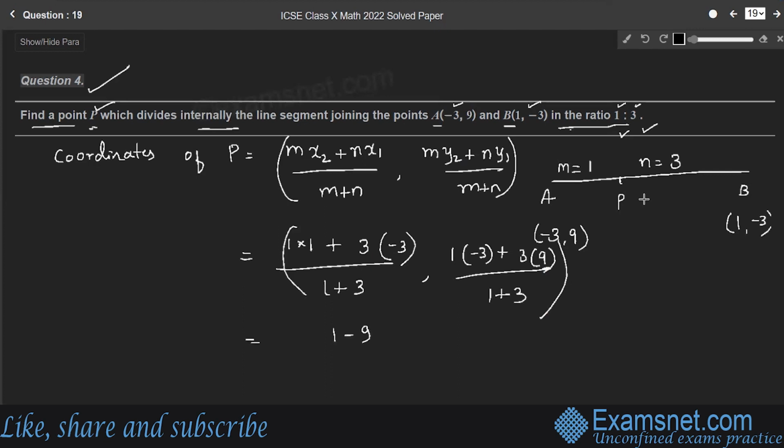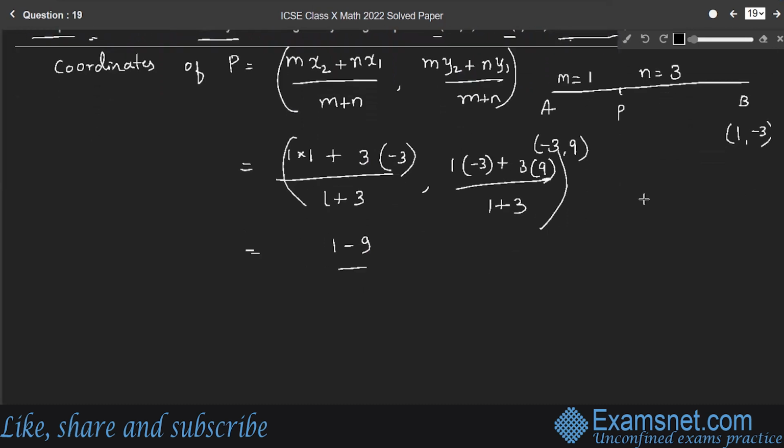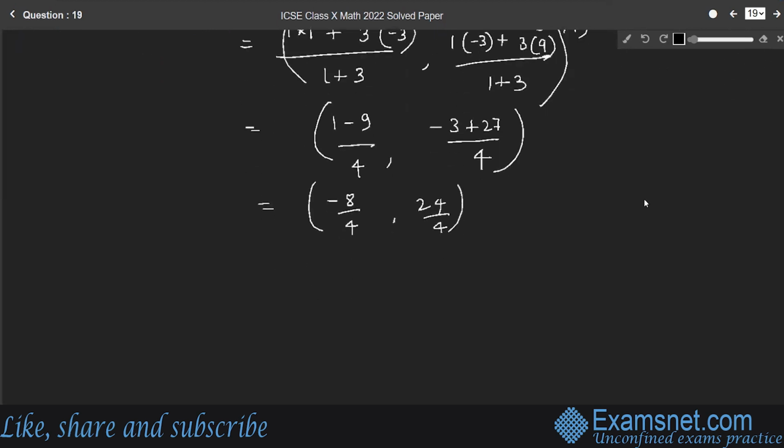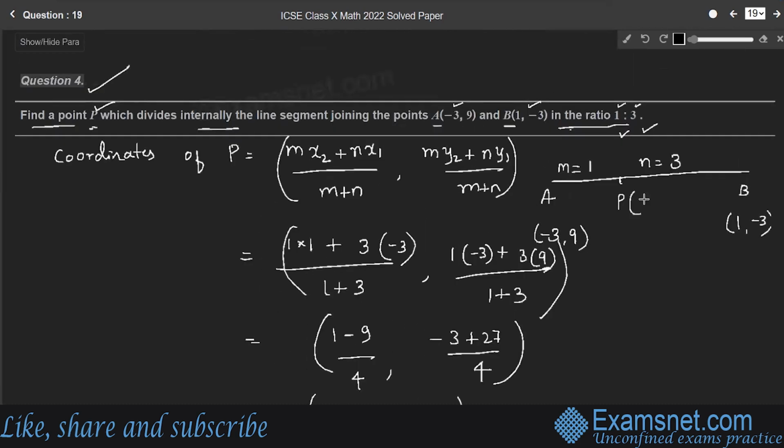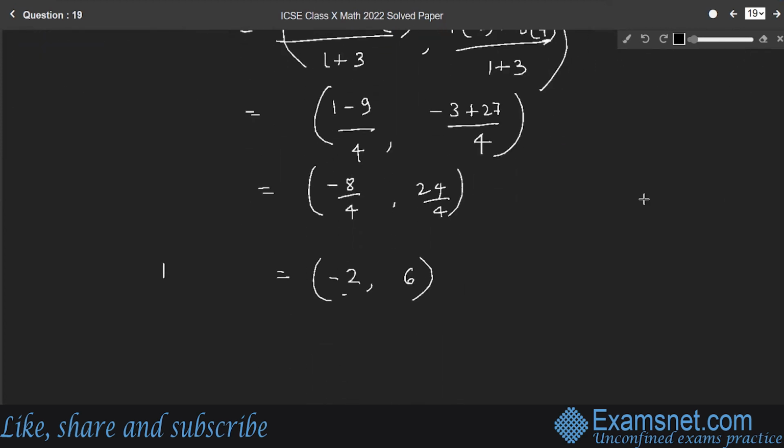Simplify. 1 minus 9 by 4, and -3, 27 by 4. These two are the coordinates of point P, right? 24 by 4. So the coordinates of point P are -2 and 6, right? For our convenience, we'll take x and y as the coordinates of point P. Therefore, point P (x, y) is equal to (-2, 6). So the x coordinate is -2, the y coordinate is +6.